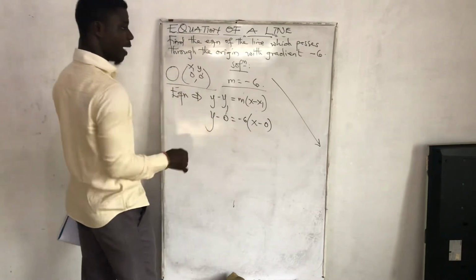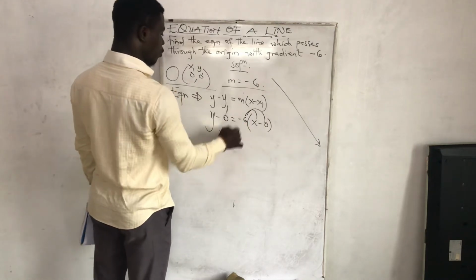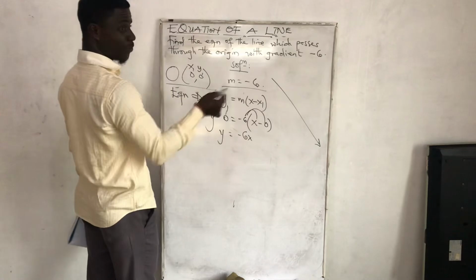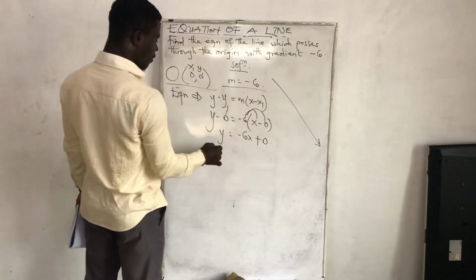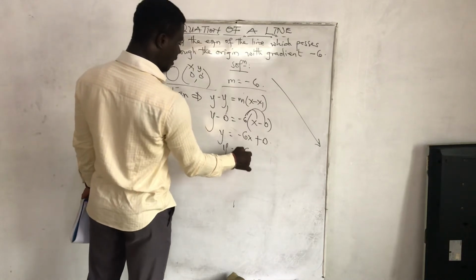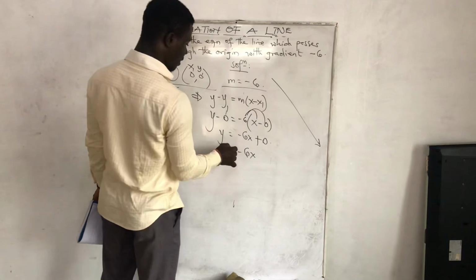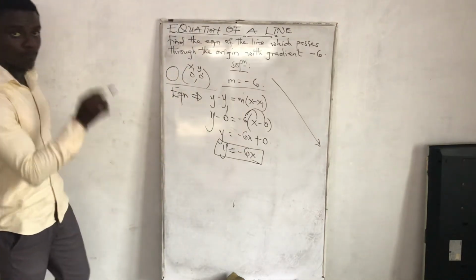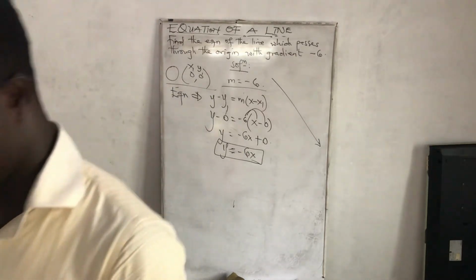So I have y minus 0, which is y, being equal to, I multiply through. So I get negative 6 what? x. Negative 6 times 0 is 0. So let's say plus 0. So I have my y being equal to negative 6x, because negative 6x plus 0 is the same thing as negative 6x. So it means that our equation of that line is y equals what? Negative 6x. Very, very simple. So kindly watch it.